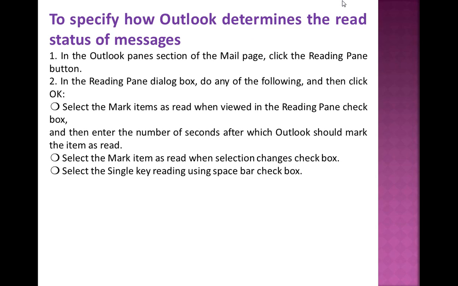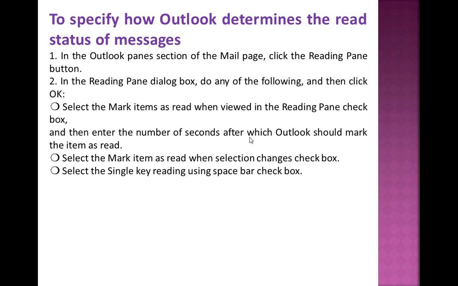In the Outlook pane section of the Mail page, click the Reading Pane button. In the Reading Pane dialog box, do any of the following and then click OK. Either select the 'Mark items as read when viewed in the Reading Pane' box and then enter the number of seconds after which Outlook should mark the item as read.